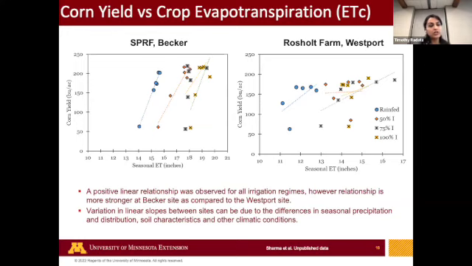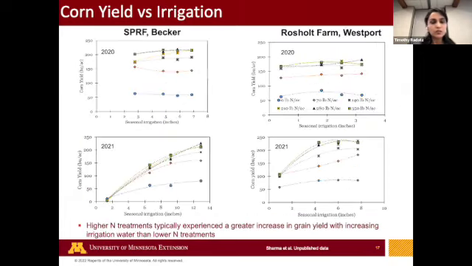And the variation in the linear slopes at the sites can be due to differences in seasonal precipitation and distribution, how the precipitation fell, soil characteristics, and other climatic conditions. So we found that there are some differences between sites, not just the irrigation treatments, but sites also behave differently in terms of how they respond to different irrigation and nitrogen levels.